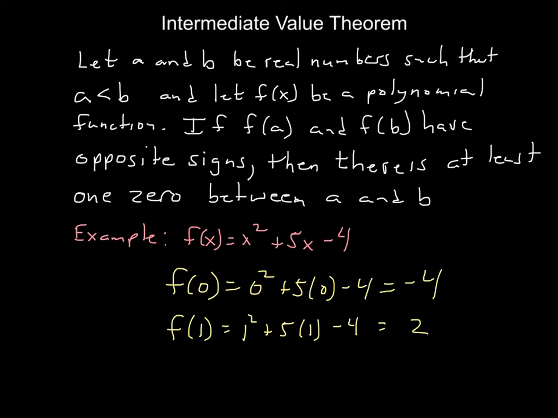Because by the intermediate value theorem, I know that somewhere between 0 and 1, my function crosses the x-axis. There's going to be some value between 0 and 1 that if I plug into function f, I'm going to get 0. That's what the intermediate value theorem tells us. It tells us it happens. We don't know specifically where it's at. We just know that it definitely must occur.